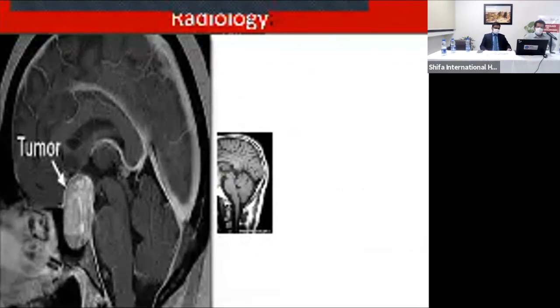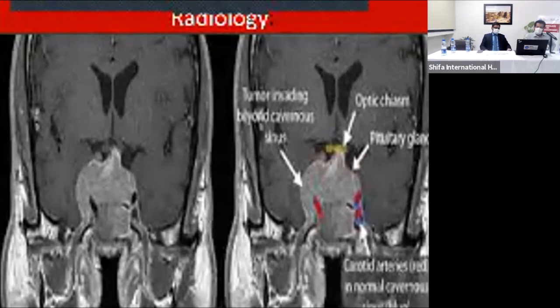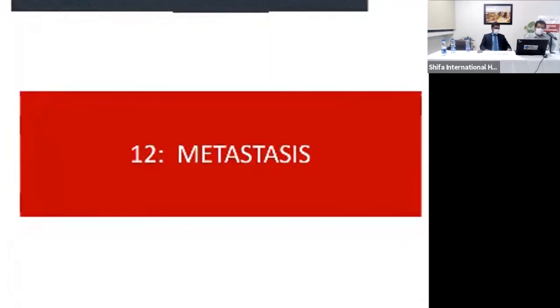There is a macroadenoma extending into the third ventricle. Also, here it can be seen that these are compressing on the optic chiasm over here, and also involving the carotid bilaterally. Now come the metastasis.